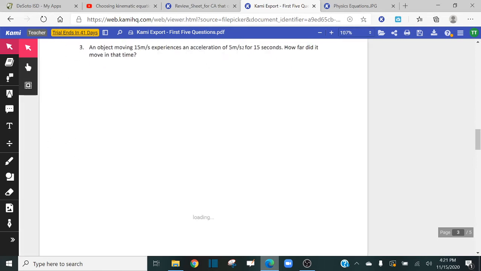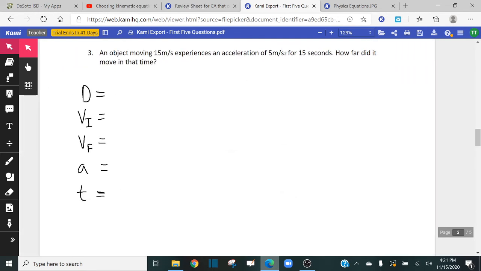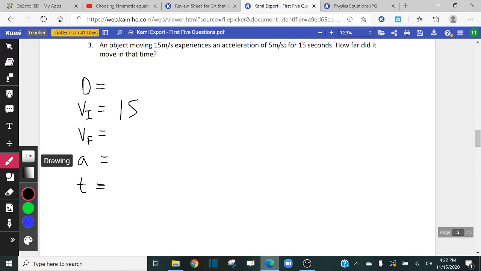So guys, let us list everything that's important in this problem. It says it's moving at 15 meters per second. So that is the initial velocity. And then it experienced an acceleration of 5 meters per second squared. So that's our acceleration. And it did this for 15 seconds. And how far did it move in that time? In other words, we're trying to find displacement. So I'm going to put a question mark there because we're trying to find displacement.